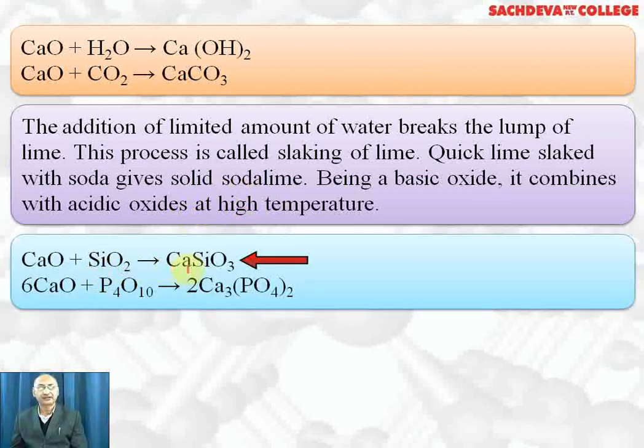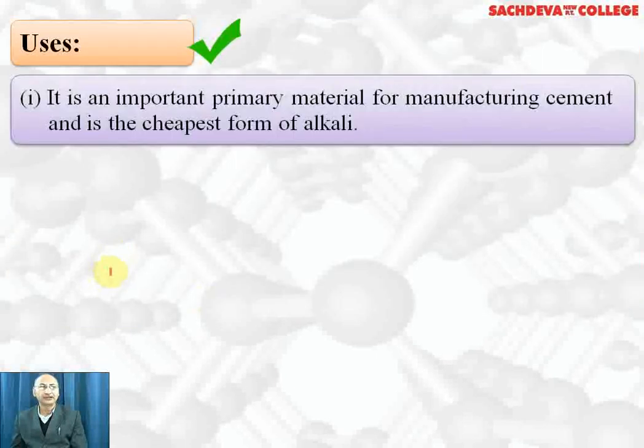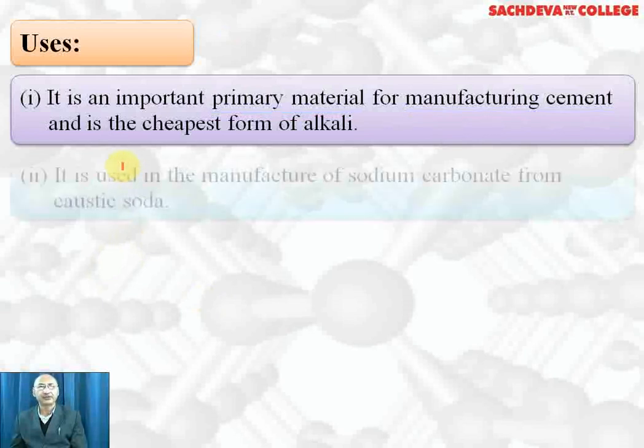Calcium oxide reacts with silica to form calcium silicate, so it acts as a flux. Calcium oxide also reacts with phosphorus pentoxide to form calcium phosphate, and calcium silicate and calcium phosphate can be removed as slag in metallurgy. Uses of calcium oxide: it is an important primary material for manufacture of cement and glass, and it is the cheapest form of alkali.